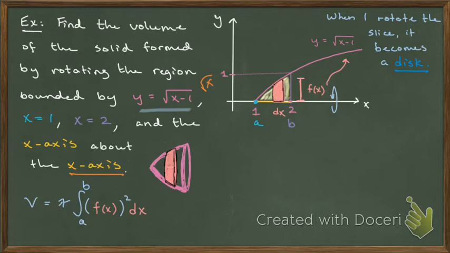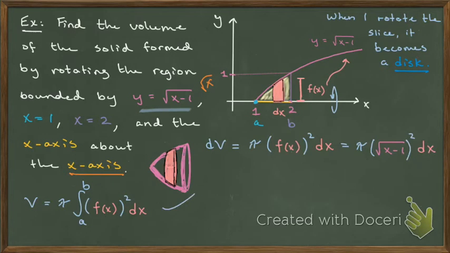Okay, so what I want to try to do is set up the volume of that slice and then integrate it to get me the volume of the whole thing. So this area of the slice is pi times the radius squared. Again, the radius of that slice should be the function, square root of x minus 1. I'm going to square that and multiply then by the thickness dx.